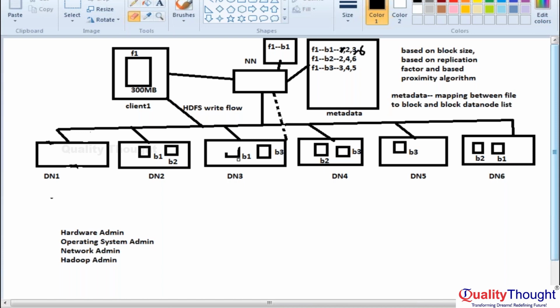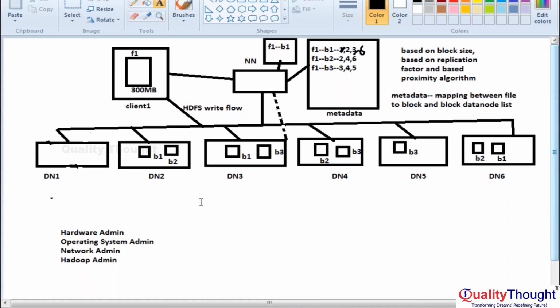So in the heartbeat signal, data node 3 says only block 3 information. Then name node verifies how many blocks are presented in data node 3. Data node 3 presented block 3 as well as block 1, but it's saying only I have block 3. Then it maintains the over replicated and under replicated block file. In the under replicated block file, it places block 1 and requests any one machine to replicate that block.